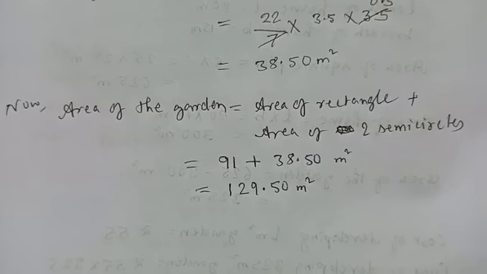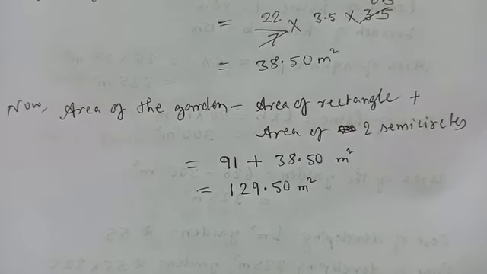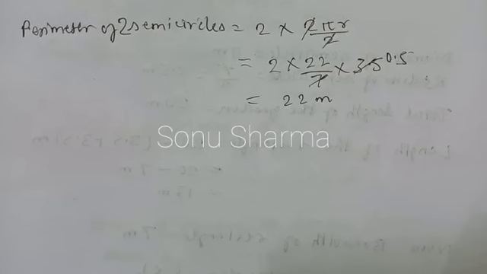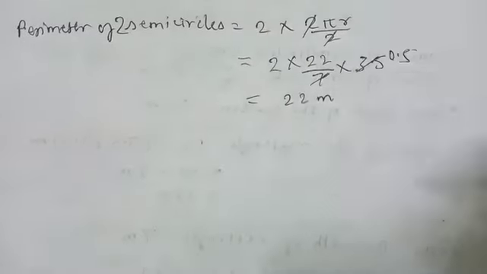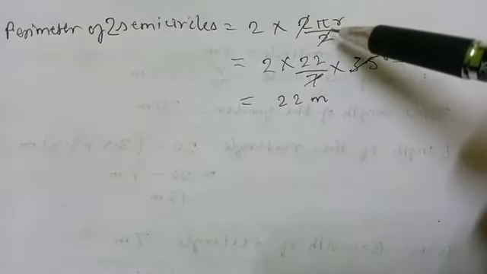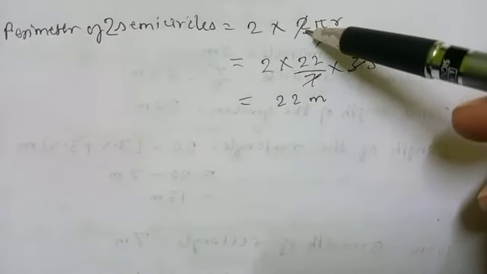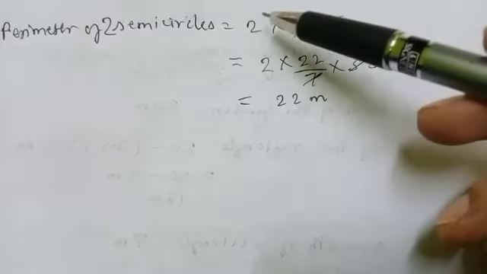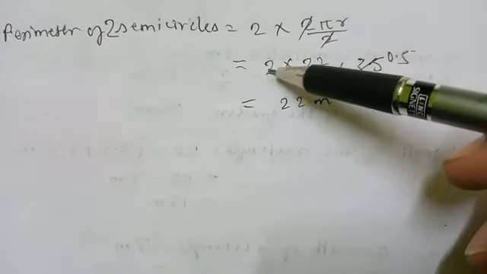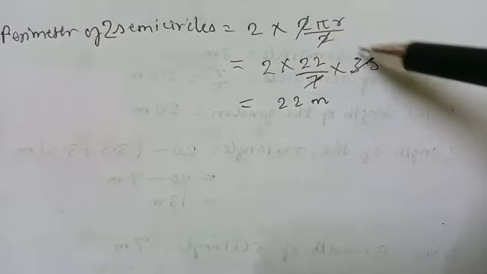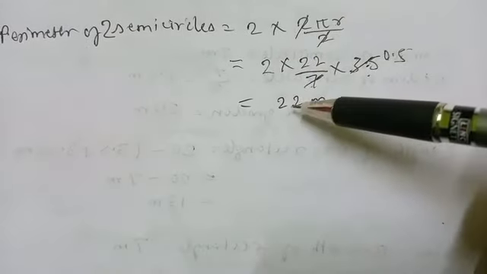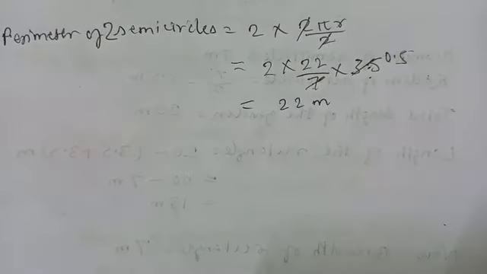Now the next part of the question is to find the perimeter of the garden. So what is the formula of perimeter? You know. So students, first of all you have to find the perimeter of two semicircles. The perimeter of one semicircle is 2 pi r by 2, that means 2 can be cancelled out, pi r. We are finding for two semicircles, that's why I multiplied by 2. So 2 into pi r. Now pi value is 22 by 7 and r value is 3.5. 7 and 3.5 cut, it is 0.5. So after multiplication, it comes to 22 meter. So this is the perimeter of two semicircles.